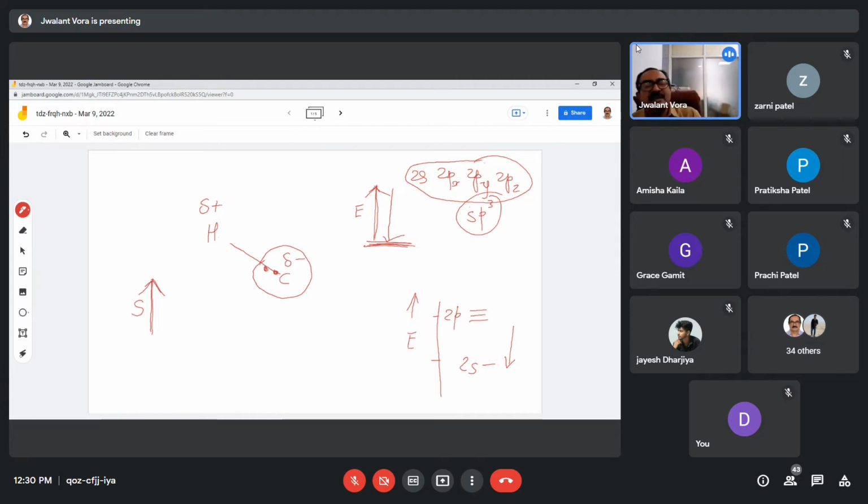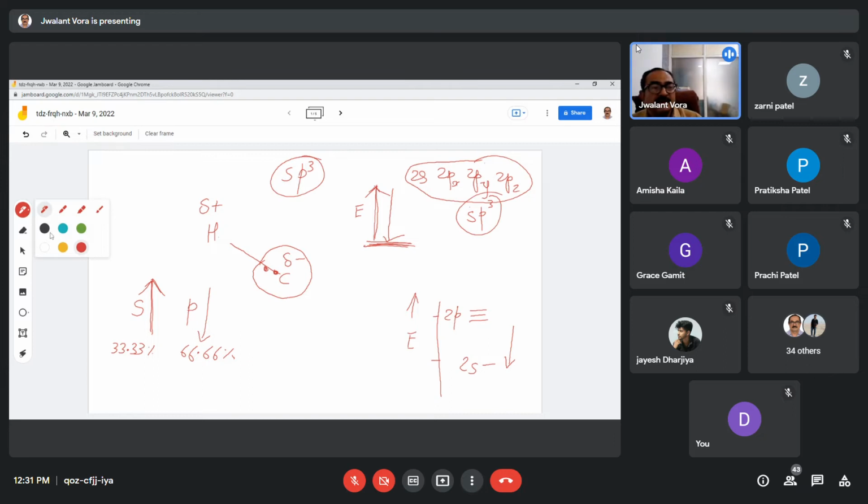So more s character will be there towards a more electropositive substituent like the hydrogen atom. So definitely it will decrease the p character because the total is the same. The total is sp3 hybridization. So here the s character becomes equal to 33.33%, and here the p character becomes equal to 66.66%.